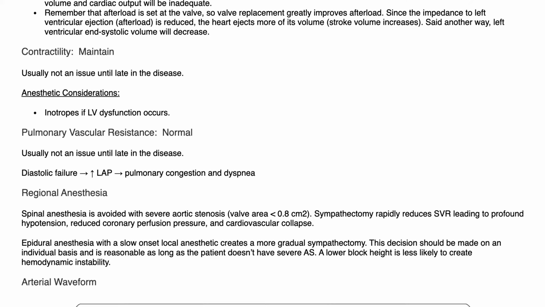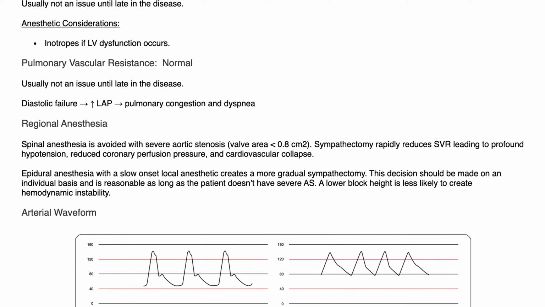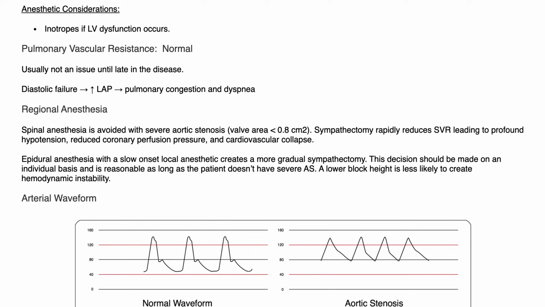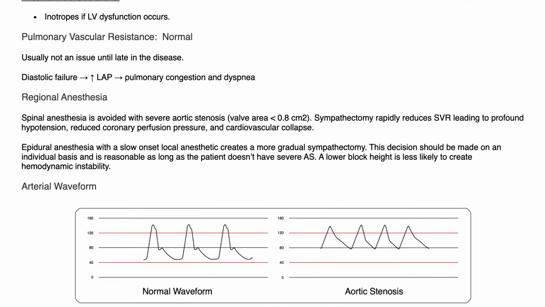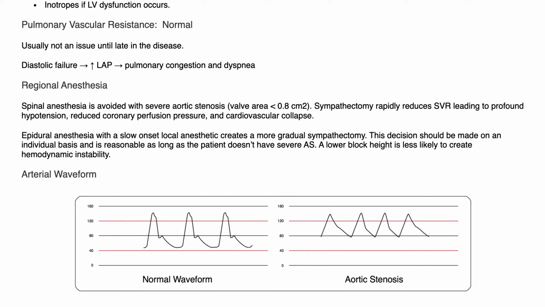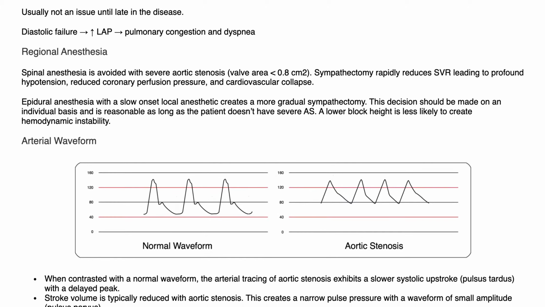Regarding regional anesthesia, spinal anesthesia is avoided with severe aortic stenosis, i.e. a valve area less than 0.8 centimeters squared. This is because a sympathectomy rapidly reduces SVR, leading to profound hypotension, reduced coronary perfusion pressure, and cardiovascular collapse.